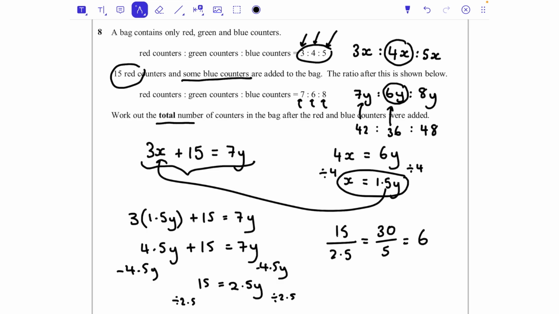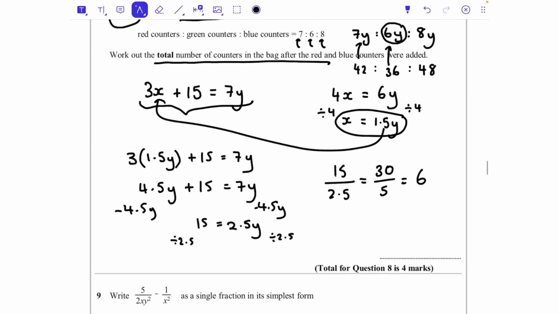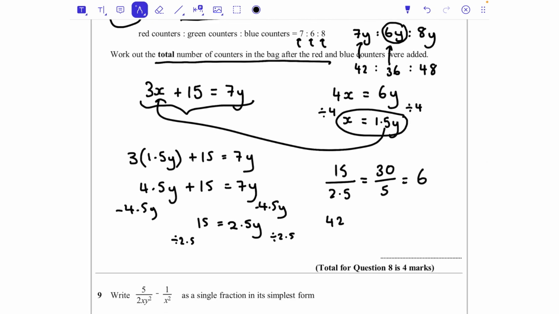What did it ask us? The total number of counters in the bag after it was added, so we just need to add these 3 values together. And 42 add 36 add 48 is 126.